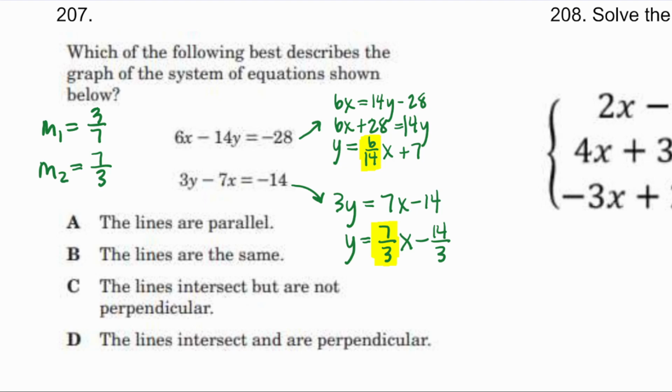Right, if one of these was negative, then they'd be perpendicular. But since they're both positive, two lines with positive slopes, they can't be perpendicular. Just think about it. They've got to intersect at an acute angle. So I'm going to say that these lines intersect, but they're not perpendicular.